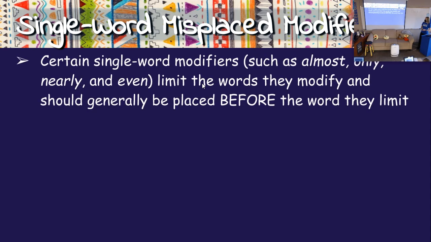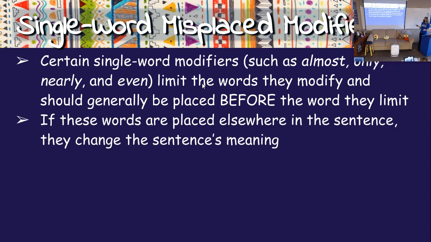Okay, now sometimes you're going to have single word misplaced modifiers. So certain single word modifiers, like almost, only, nearly, and even, limit the word they modify, and generally they should come directly before the word that they're limiting, not after it or later in the sentence. If these words are placed elsewhere in the sentence, it changes the sentence's meaning, which is why it's really important that you get these 4 words placed correctly.